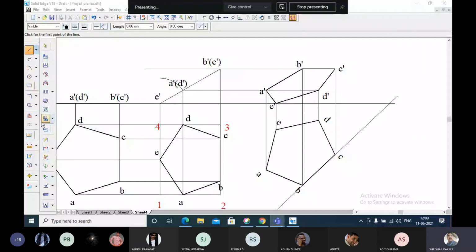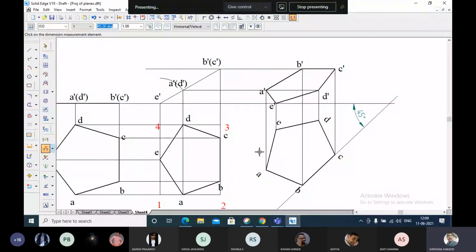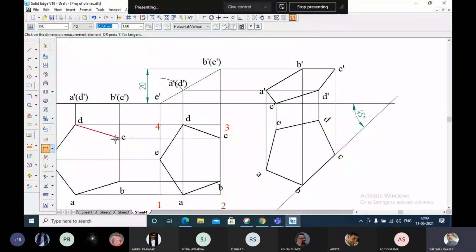Now write the dimensions. What is most important? This angle is not important for me because it is not given. Take the distance from this point to from here to here. It is 20 mm, and this is the distance I want to write. 25 mm. Okay, this much is the given problem definition. In that, these are the three important parameters given. We have to write them.